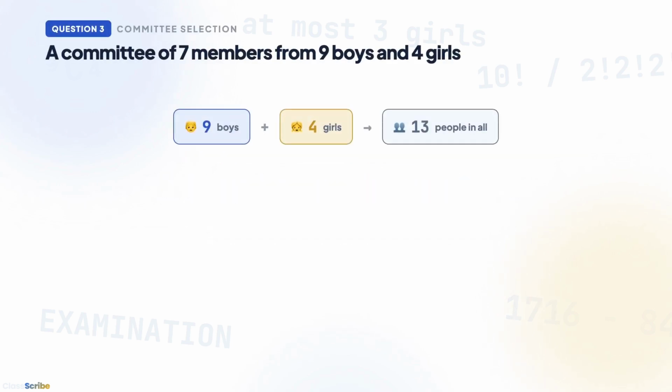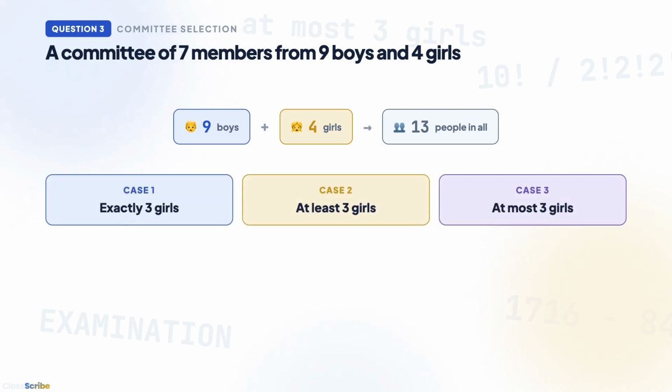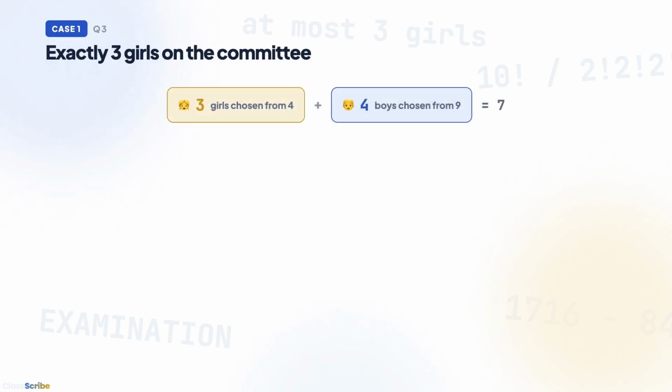A committee of 7 members has to be formed from 9 boys and 4 girls. We need to find the number of committees under different conditions. The first case is exactly 3 girls. If 3 girls are selected, the remaining 4 members must be boys.